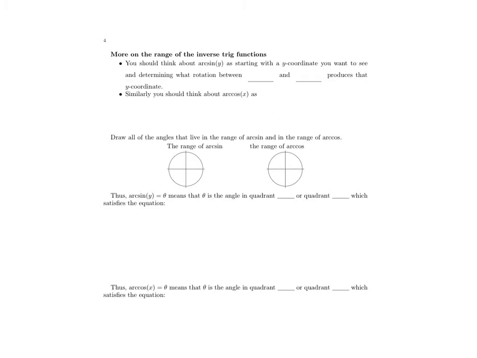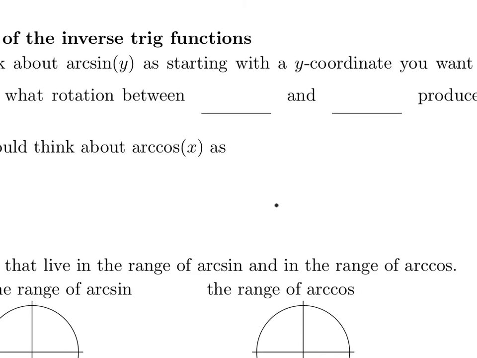So, how should you think about inverse trig functions? You should think about the inverse sine of y as starting with the y coordinate you want to see and determining what rotation produces that y coordinate with the constraint of the range of inverse sine. Well, it's negative pi over 2 to pi over 2, so you're only allowed to use angles between negative pi over 2 and positive pi over 2.